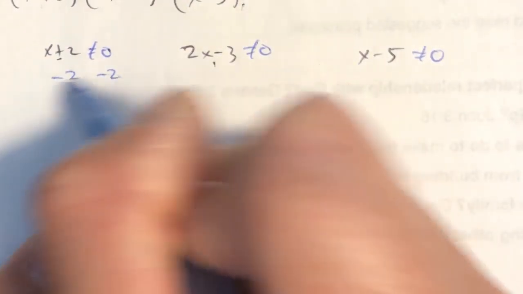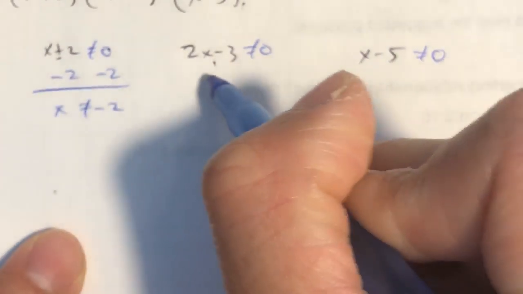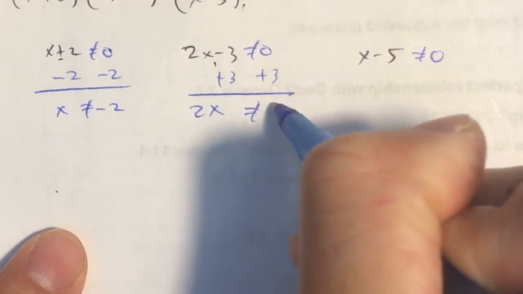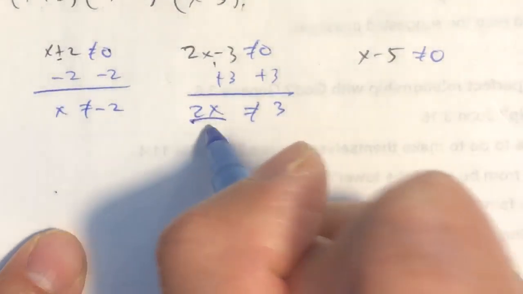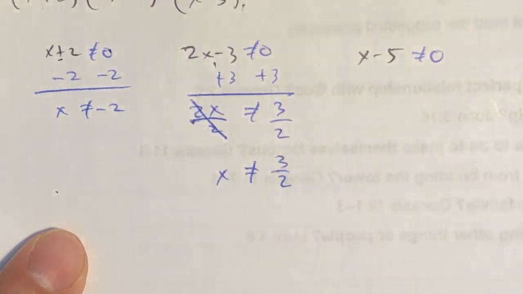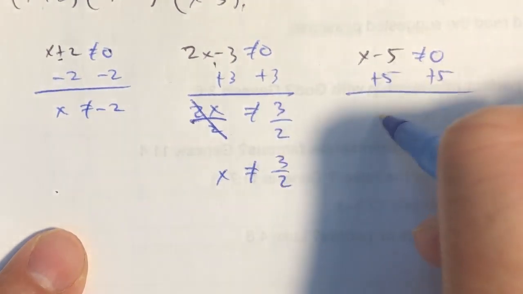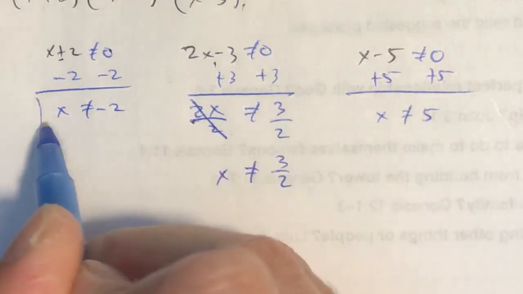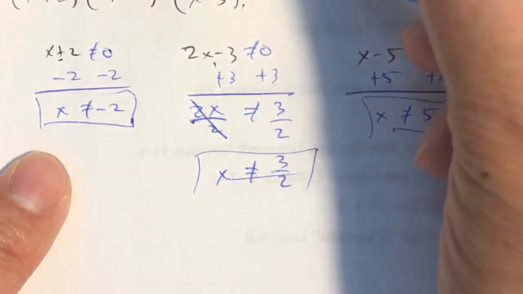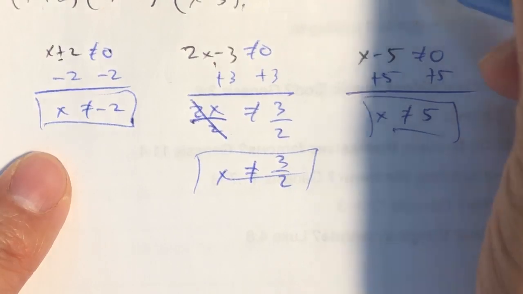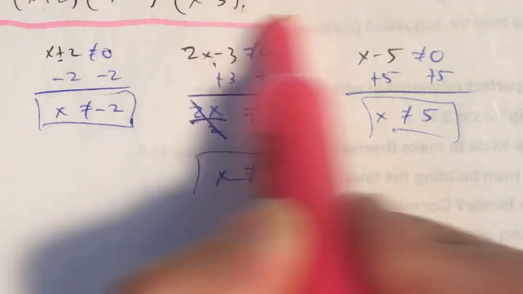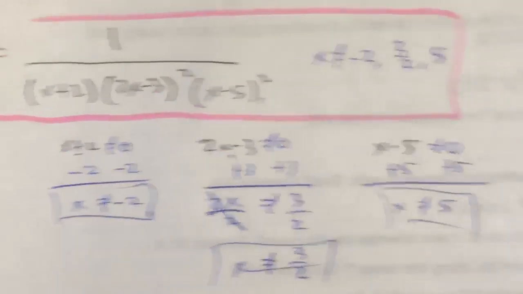So just subtract, add 3, and then divide by 2. x is not equal to 3 halves, and then add 5. x is not equal to 5. So 3 restrictions there. x can't be negative 2, 3 halves, and 5. This would be my answer.